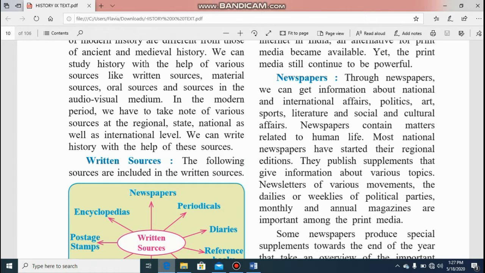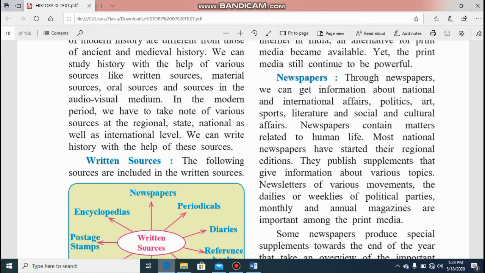Through newspapers, we get national and international news, news on politics, art, sports, literature, and socio-cultural affairs. Anything related to human life becomes news. Not only that, newspapers also publish supplements which give a variety of additional information. Like if you bring a newspaper like Times of India at home, it publishes supplements like Bombay Times and Sunday Times.